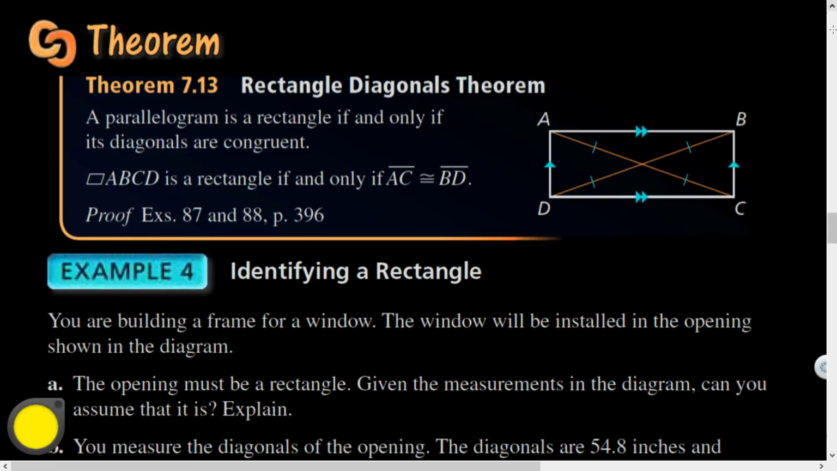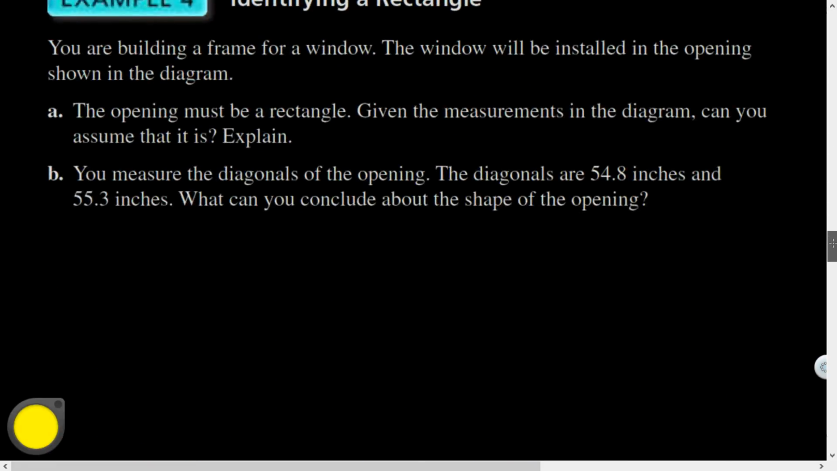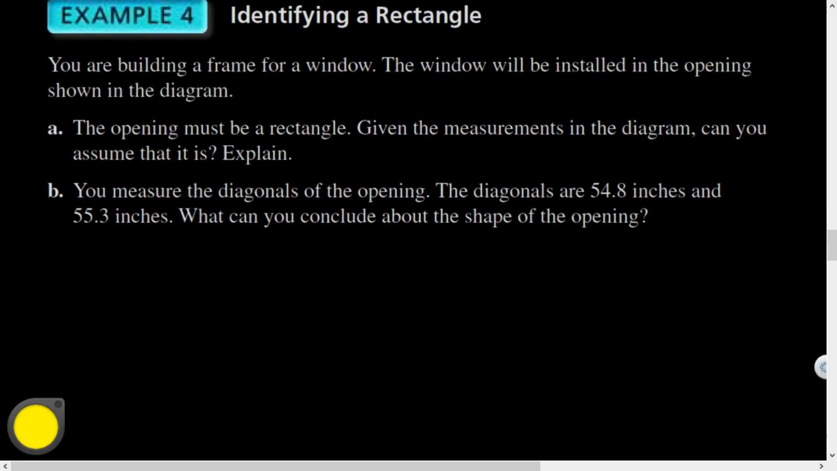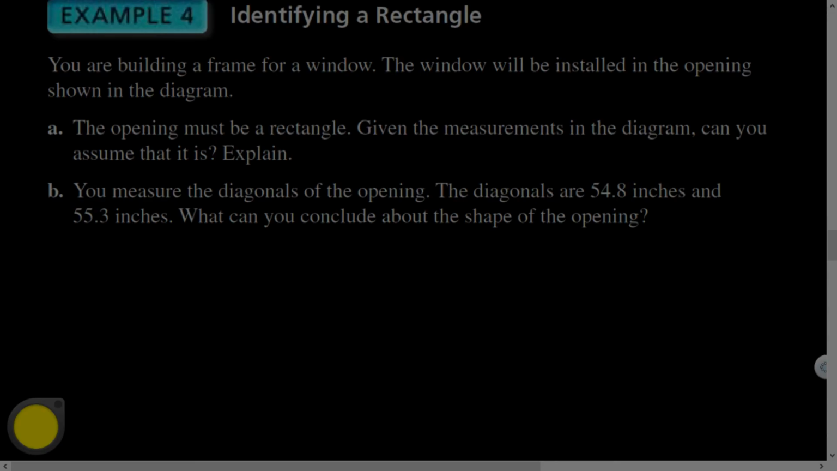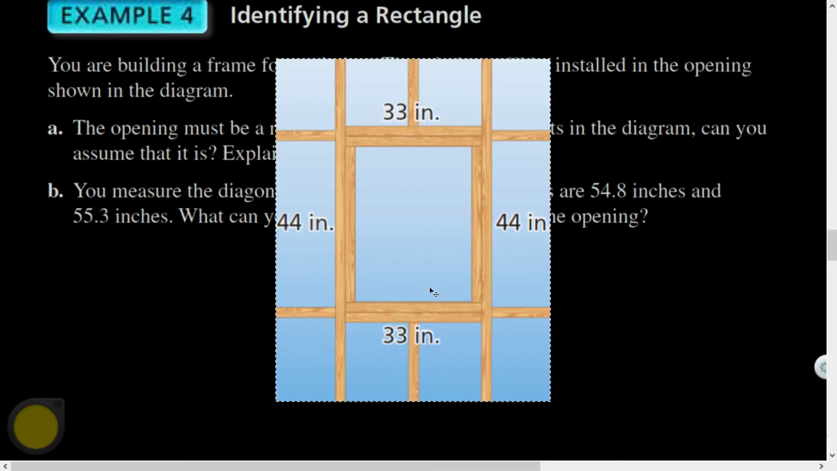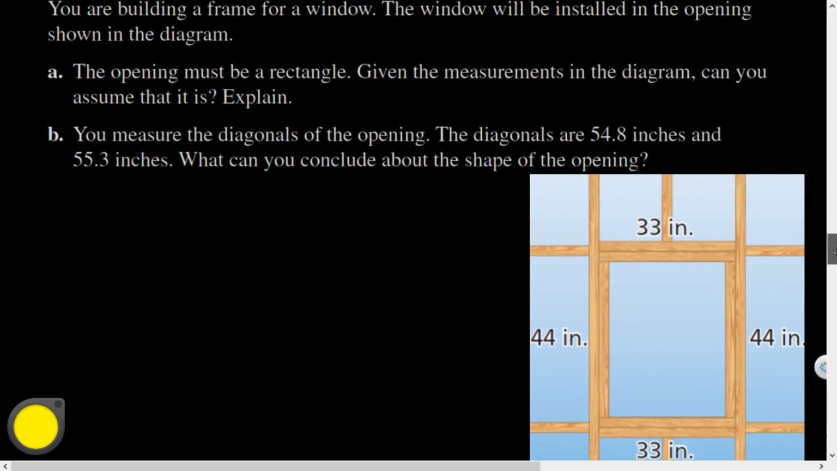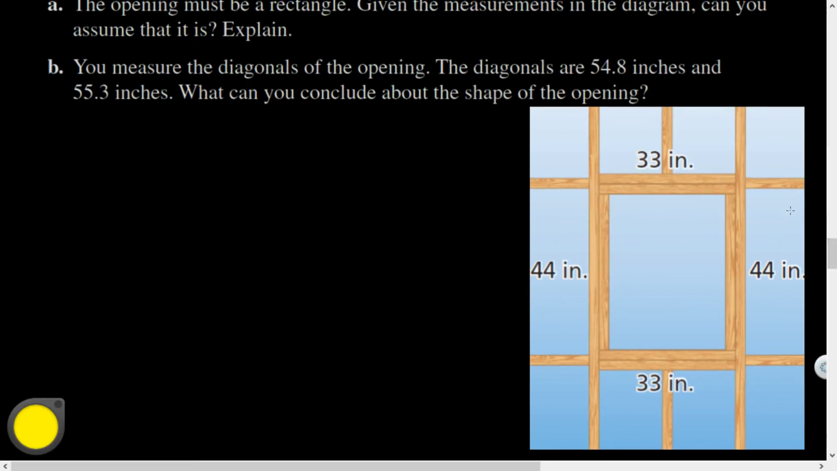Here we go. Identify a rectangle. All right, example 4. You are building the frame for a window. I'm imagining this. Oh wow, this is actually, yeah. I'm seeing this too. Bring me a dream. So let's see. You are building the frame of a window. The window will be installed in the opening shown in the diagram. The opening must be a rectangle. Given the measurements in the diagram, can you assume that it is? I mean, you can assume anything. They want us to explain it.